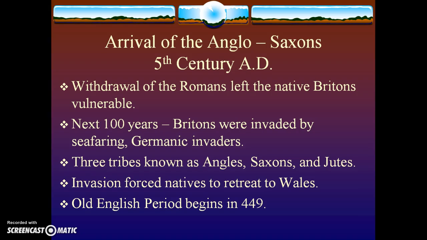So this is when the Anglo-Saxons come, the guys that we're focusing on for Beowulf. So between the 4th and 5th century AD, they start showing up as the Romans gradually withdraw and leave Britain vulnerable. Over the next 100 years, Britons were invaded by seafaring Germanic invaders, and these tribes were known as the Angles, the Saxons, and the Jutes, just like we talked about before. And this invasion forced a lot of natives who were living on the island to retreat to Wales, because these invasions were violent and very deadly, and people wanted to escape in order to save their lives. And now with all of this, the Old English period begins in 449.